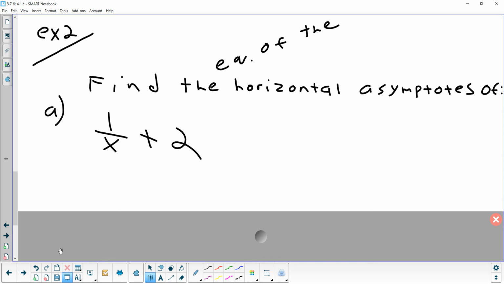Yeah, let it approach infinity. So let's just start with this. What happens to what I circled as x approaches infinity? What does what I circled approach? Tyler? 0. That part approaches 0. Now what do you get if you take something that approaches 0 and add 2 to it? You're getting a number that's going to approach 2. So your horizontal asymptote in this problem is at 2.